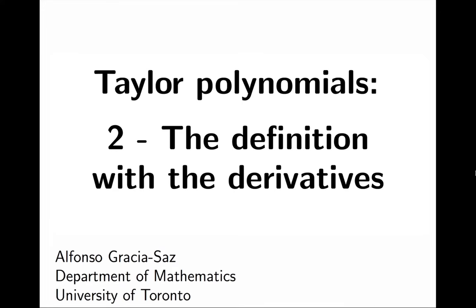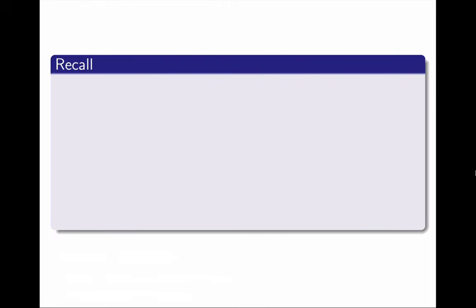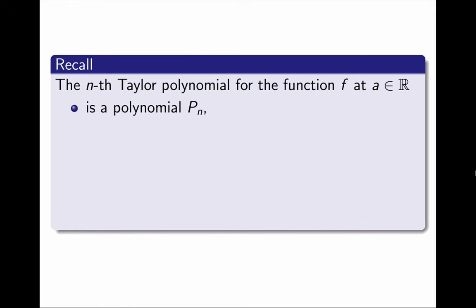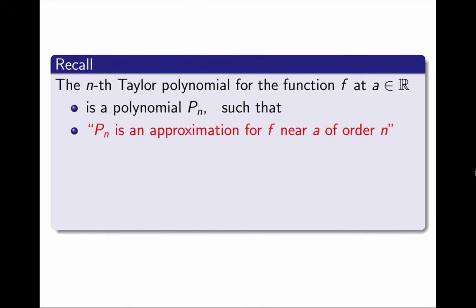In the previous video, I wrote a first definition of Taylor polynomials. In this video, I will translate it into a second equivalent definition which is more useful for computations. Let's recall what we know. The nth Taylor polynomial for the function f at a real number a is a polynomial which is an approximation for f near a of order n.